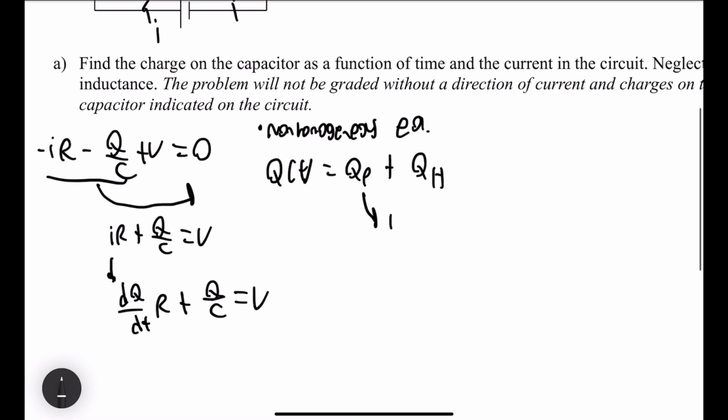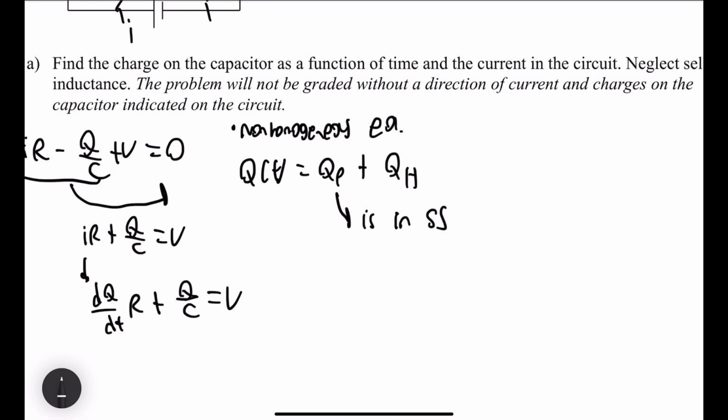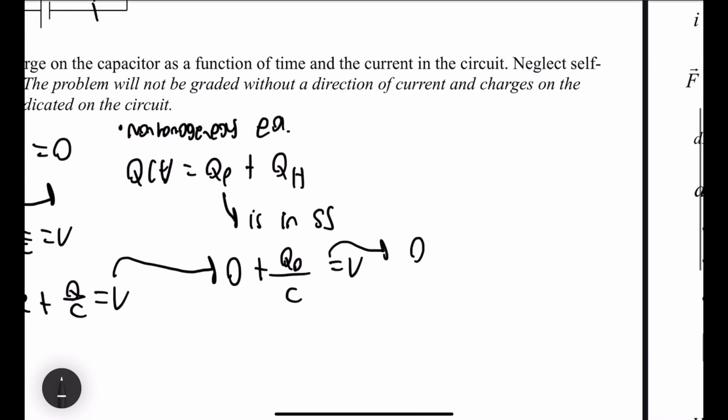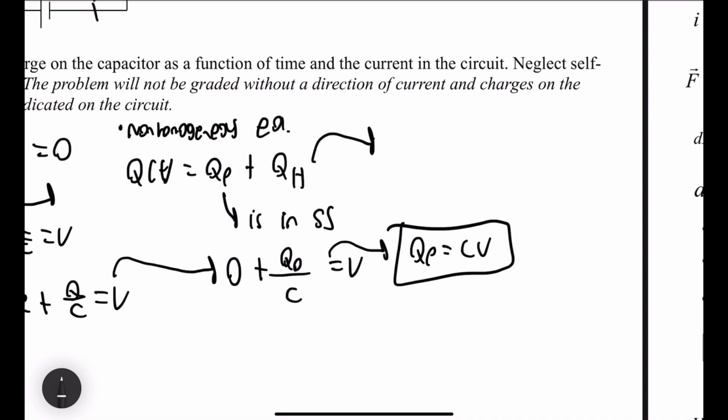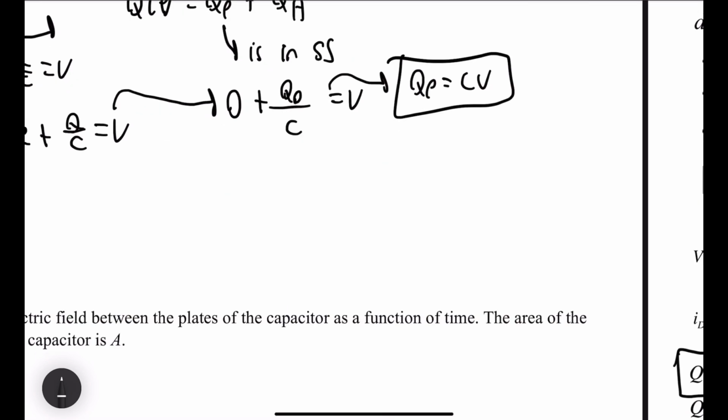Q particular is in steady state, so that means all time derivatives are equal to 0. So then I would have 0 for the time derivative, right? Plus Q over C, but I'll call that QP. So QP over C is equal to V, or that QP is equal to CV. So that part is pretty easy. But then for QH, we assume that it has a solution of alpha e to the negative beta t.